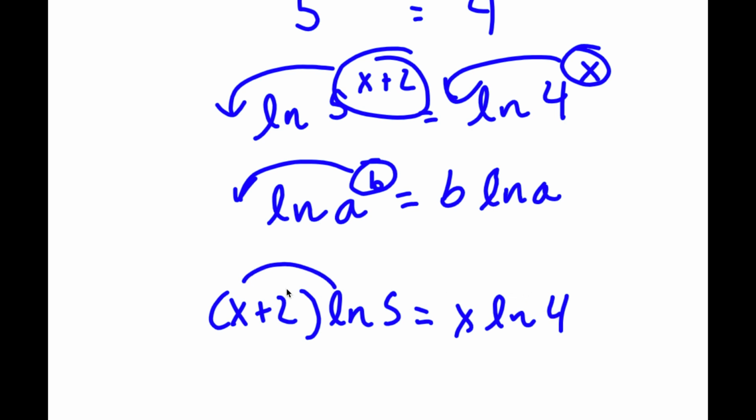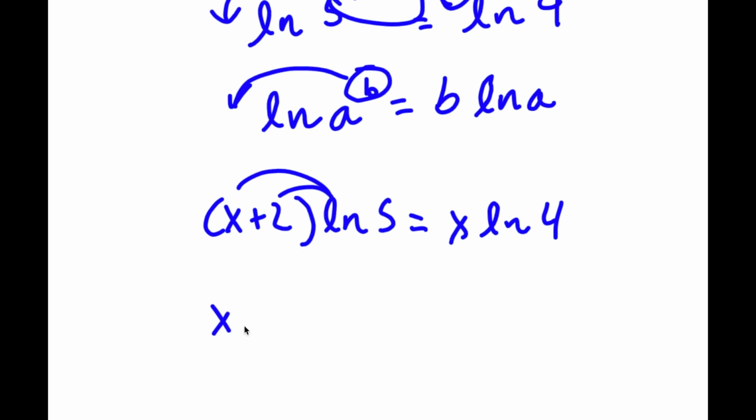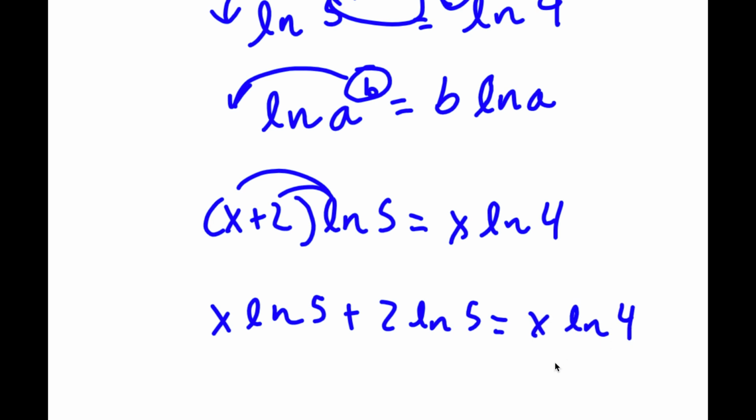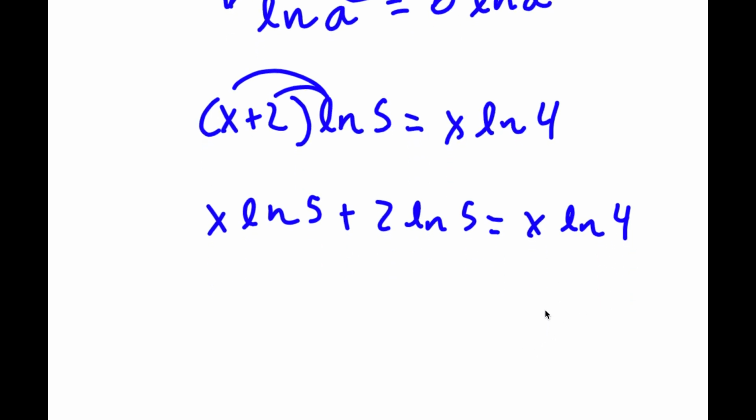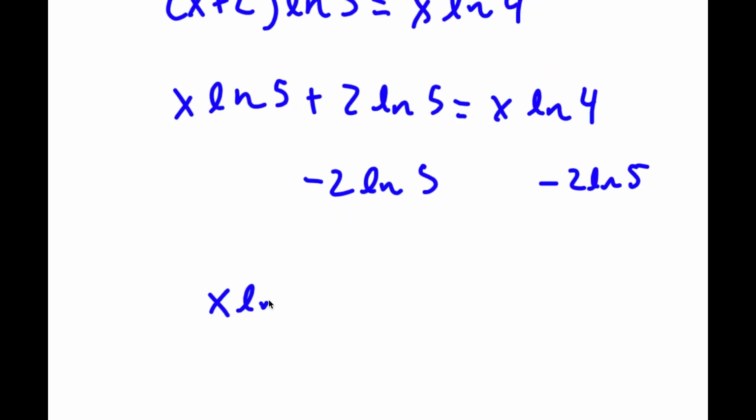Now if I distribute the x and the 2, I get x times ln 5 plus 2 times ln 5 is equal to x times ln 4. Now, I'm going to go ahead and subtract 2 ln 5 on both sides. So now I have x times ln 5 is equal to x times ln 4 minus 2 times ln 5.